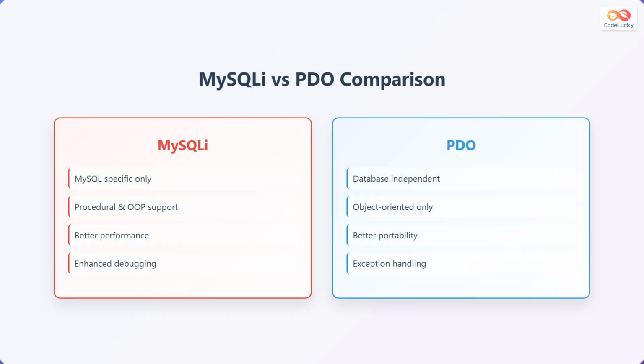Let us compare MySQLi and PDO side by side. MySQLi is MySQL-specific only, whereas PDO is database-independent. MySQLi supports both procedural and object-oriented programming, while PDO is object-oriented only. MySQLi generally offers better performance for MySQL databases, whereas PDO provides better portability across different database systems. MySQLi provides enhanced debugging features, while PDO offers robust exception handling for error management.